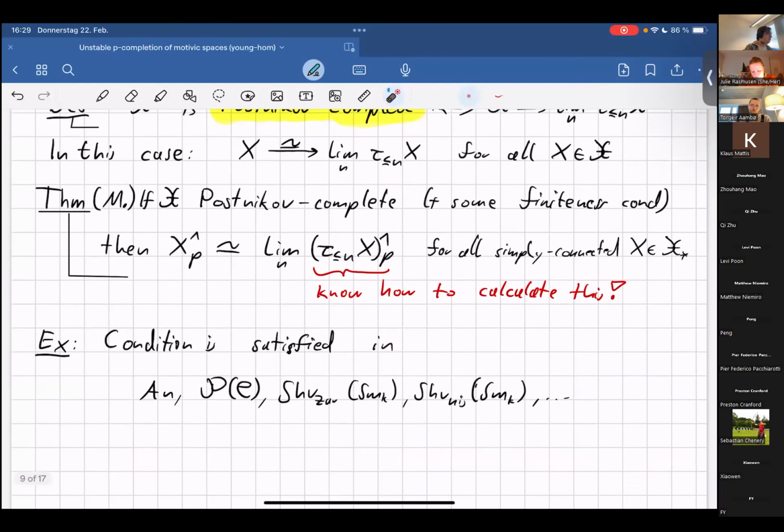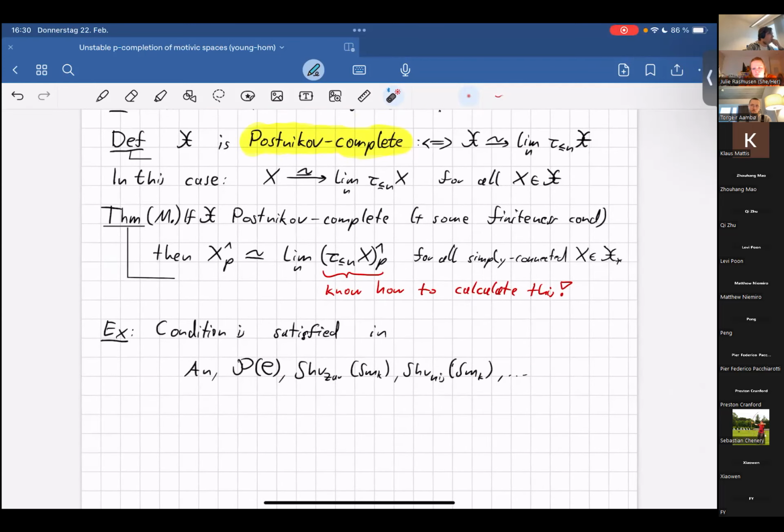Okay, and then you can maybe ask for which X this is actually satisfied, and there are some examples, for example, the category of anima or the category of presheaves on some category C. But more important for me, who is doing motivic homotopy theory, are the Zariski and the Nisnevich topoi on smooth schemes, which I will explain later. Okay.